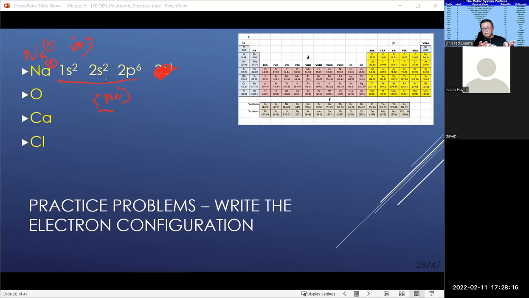Neon is a noble gas. It is stable. Why? Because it's got 8 electrons around it, okay? And we use the term isoelectronic. So in this case, the sodium ion is isoelectronic with neon. They share the same number of electrons and they share the stability. Sodium metal, this one, is not stable at all.